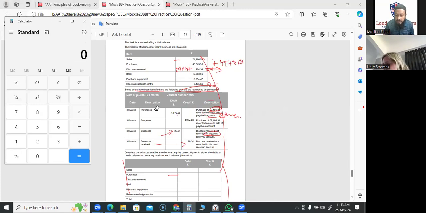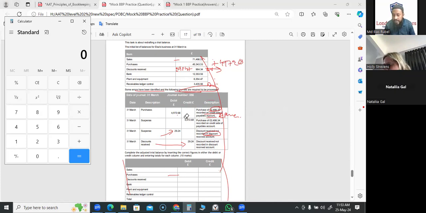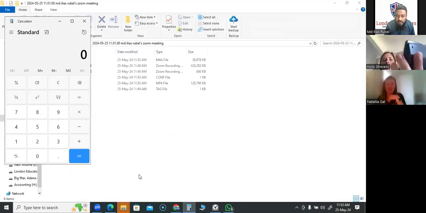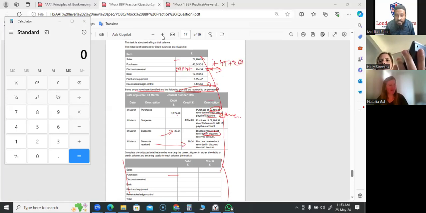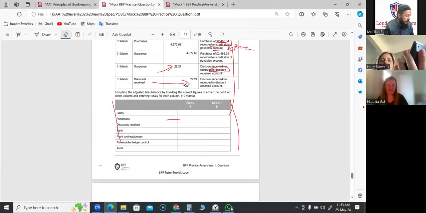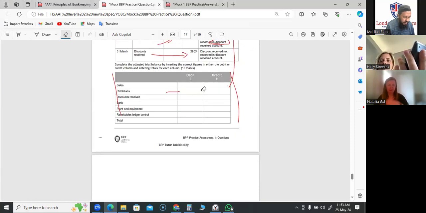Can you please add up 45,343.33 plus this figure 4972.68 and give me a figure? How much did you get? 503. Oh, I can't see your screen. Tell me, I'll write it down. Hi, Natalia, do you hear us? 50316. Yeah, we have been missing you the last time. Sorry, how much is it, Holly? 50316.